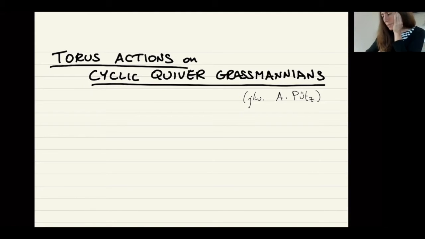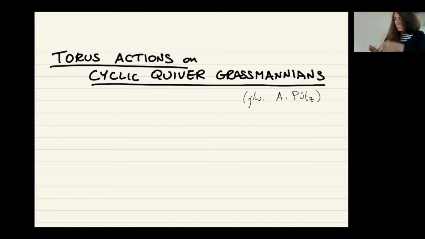I'll spend some time telling you why one should care about torus actions on varieties. Probably you're already convinced it's interesting. If you're not, I hope I'm going to convince you. Then I'll recall something about quiver-Grassmannians, and then I'll construct these actions for you. It's a first step of a bigger program, and I hope you'll get excited about it. There are a lot of directions one can take.